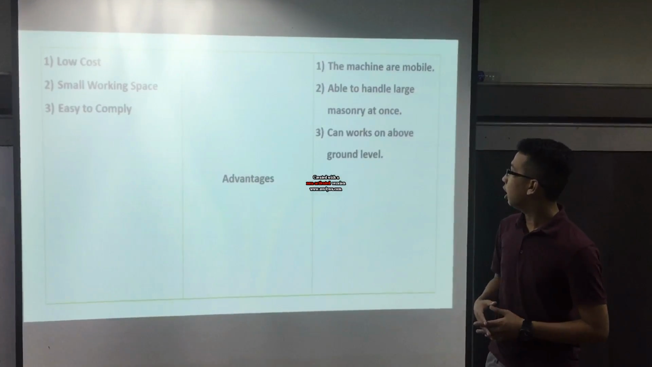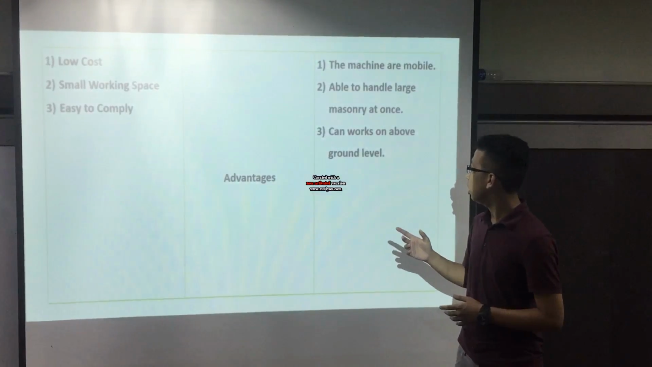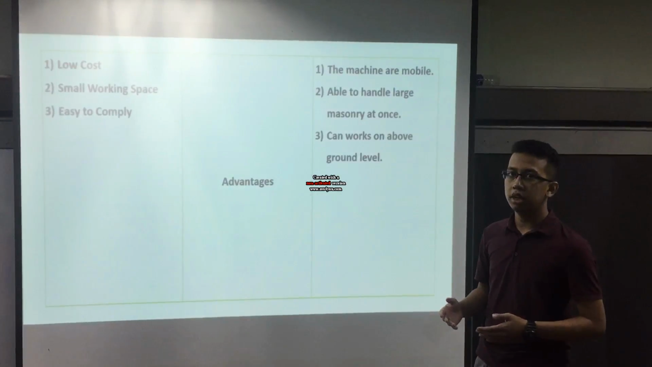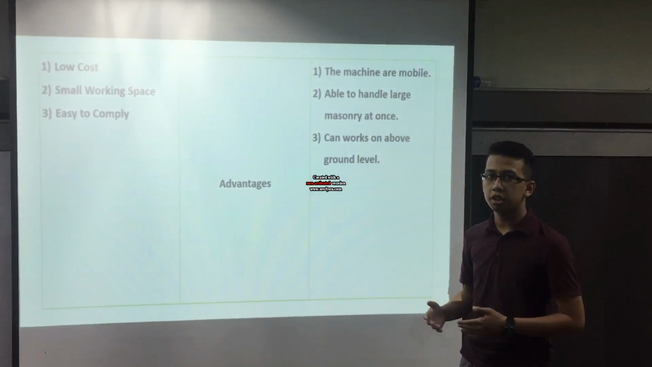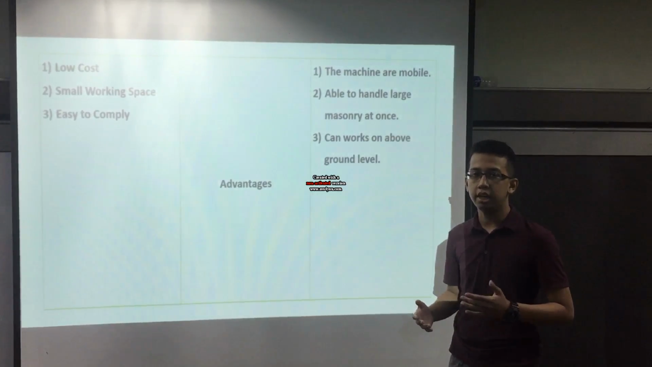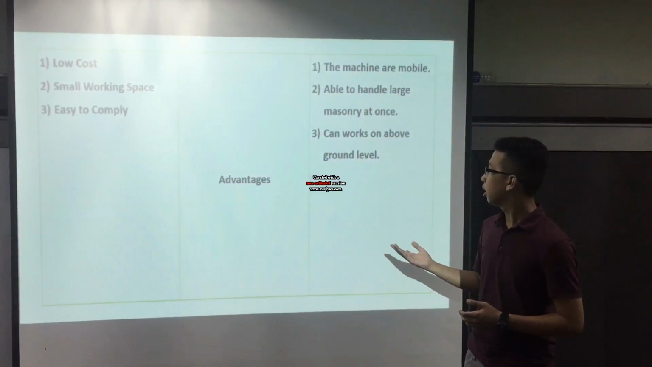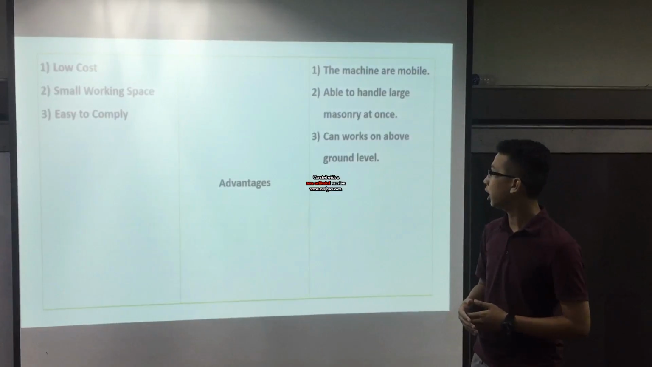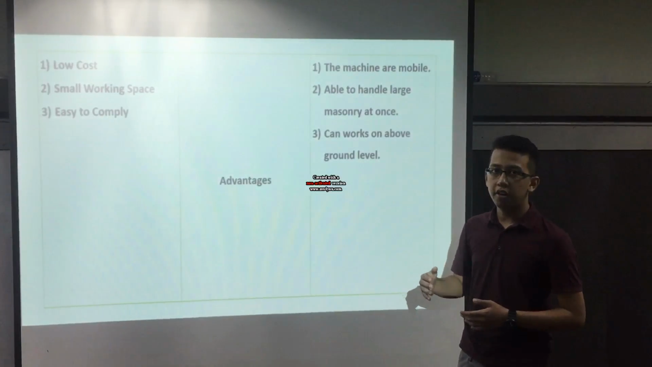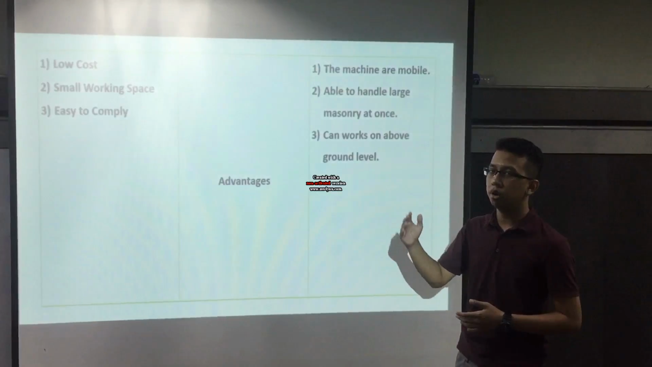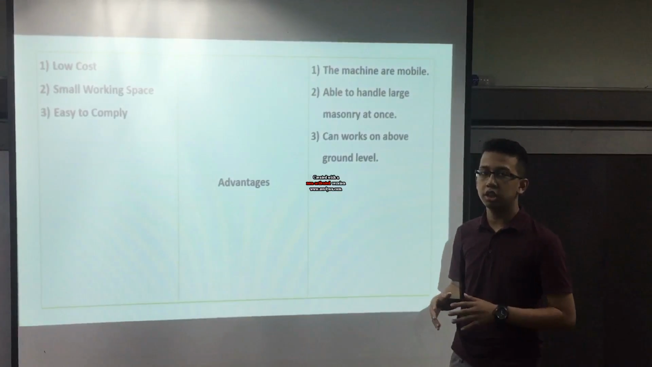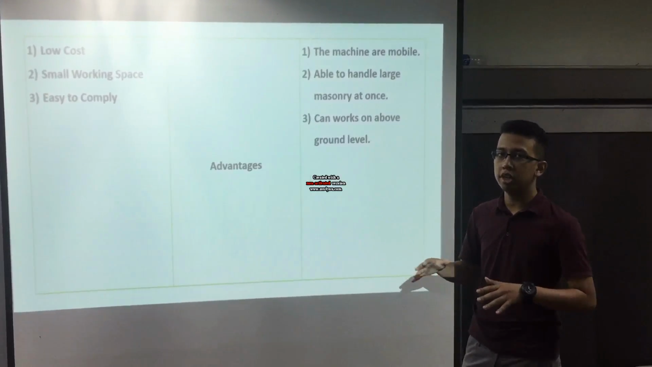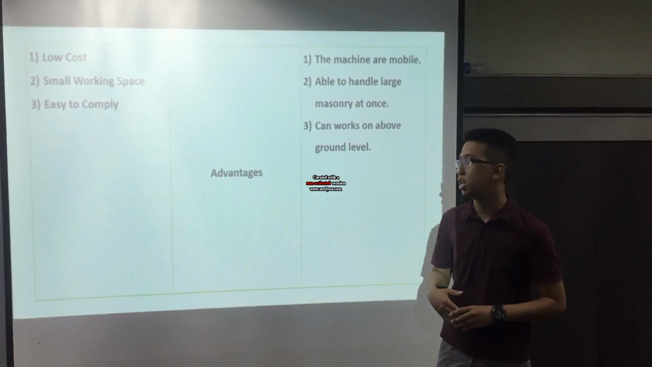For the last one, it can work above ground level. Since the factory building is pretty big and high, with the push-arm machine they can work on another level, so they can control the demolition of the building more safely.